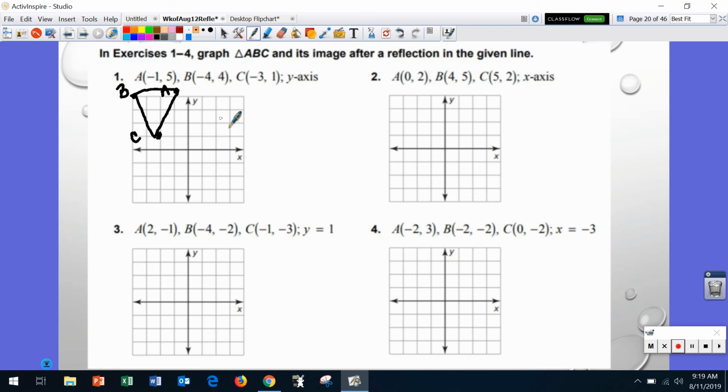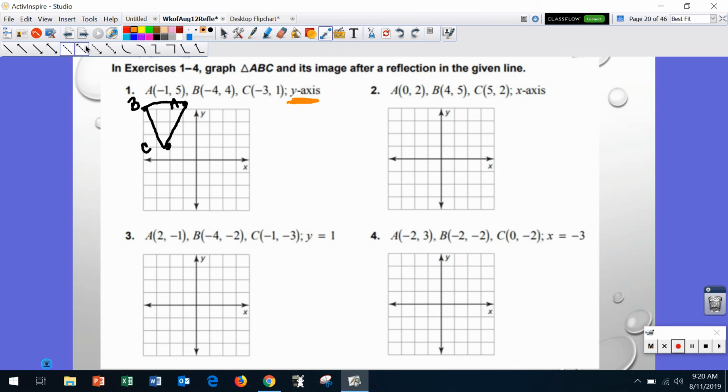Then I'm going to draw where my line of reflection belongs. It says given in the line, and here, the line that I need to reflect across is the y-axis. So I'm just going to draw a dotted line there. Well, I'm going to draw one that's better so it looks better. Give me a sec. Okay, here's my line of reflection that goes here.